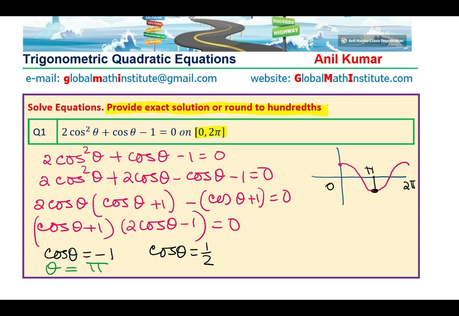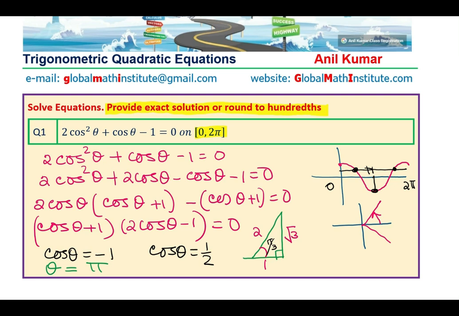The other one is half. To get this solution, it is good practice to sketch a right angle triangle, which gives you the exact value. So we know 1, 2, and square root 3 are the values when this angle here is pi by 3. Now, within 0 to 2 pi, there are two solutions, in quadrant 1 and in quadrant 4, the angle being pi by 3. So these are your solutions.